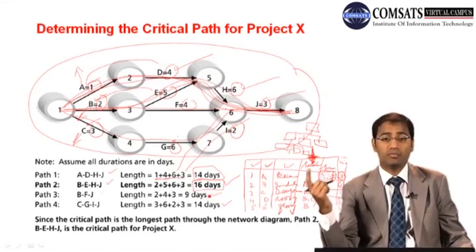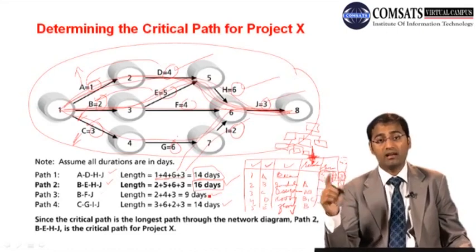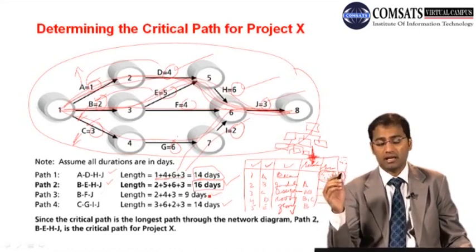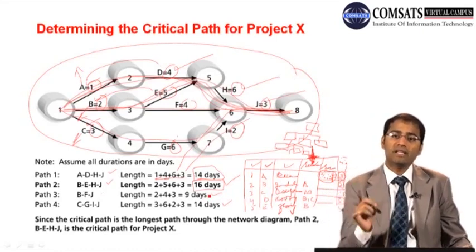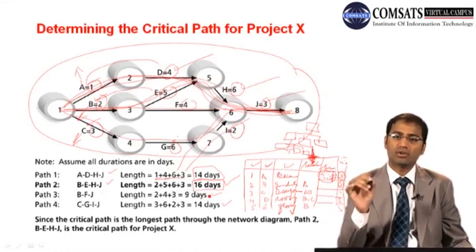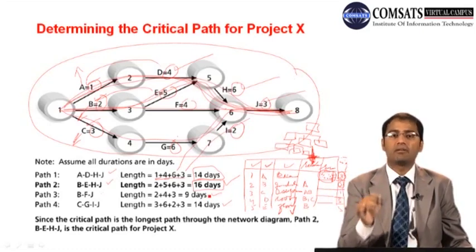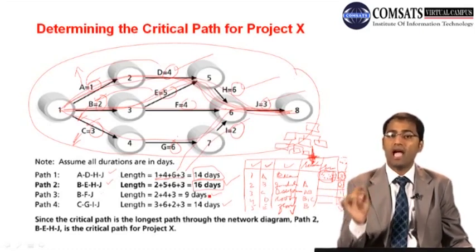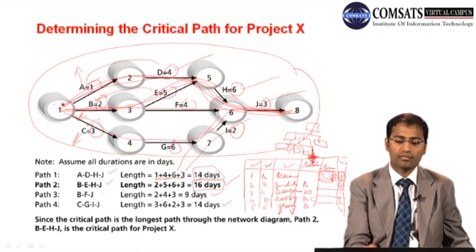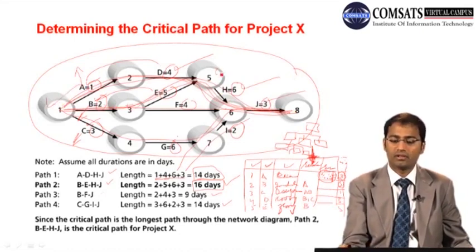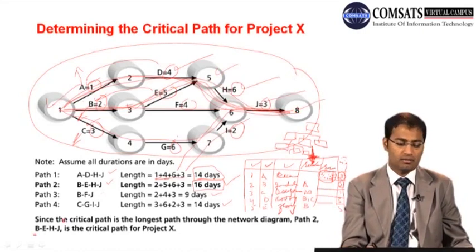Now there is a very important point which many participants actually miss: completing the critical path activities does not mean that you have completed the project. We have B, E, H, so this is our critical path.